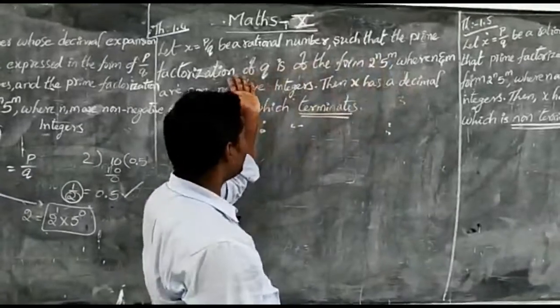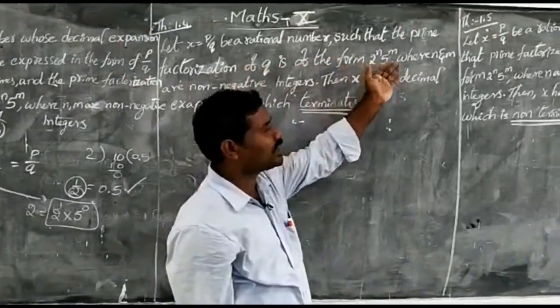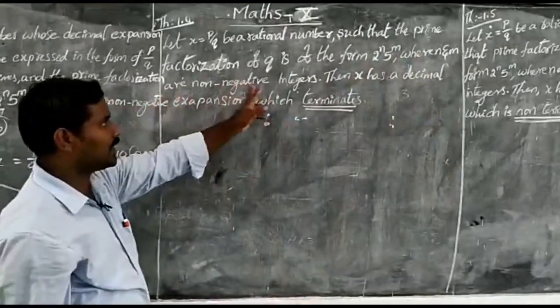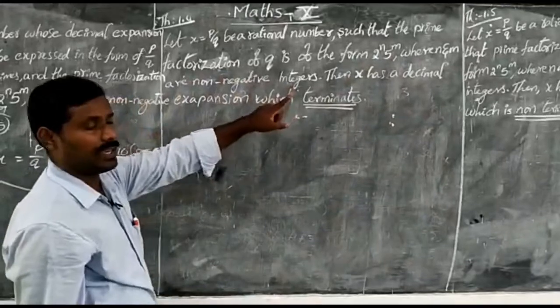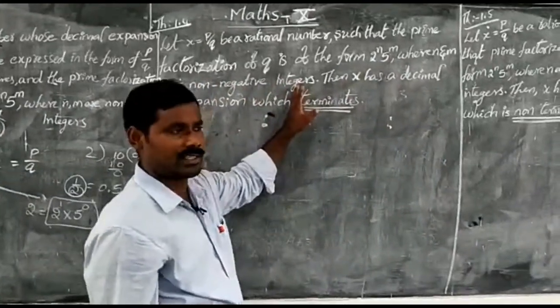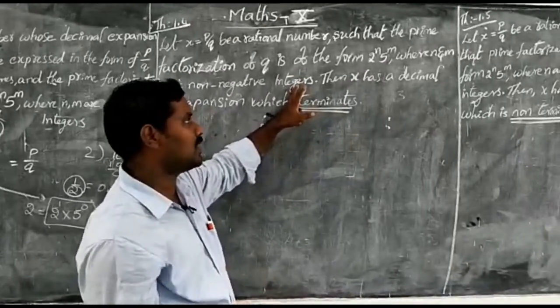The prime factorization of q means the denominator is of the form 2 power n into 5 power m, where n and m are non-negative integers. Non-negative means either positive or 0, that is, either 0 or positive numbers.